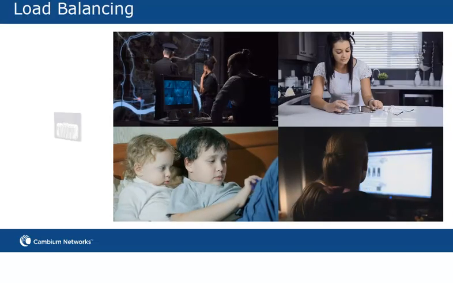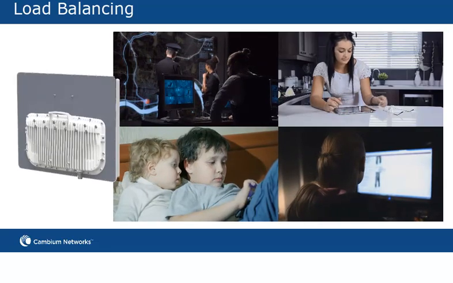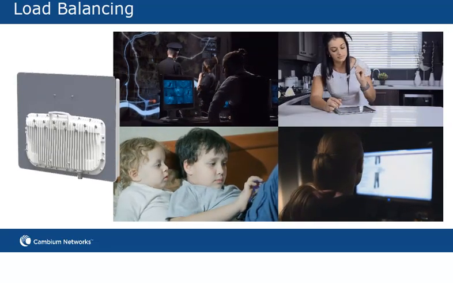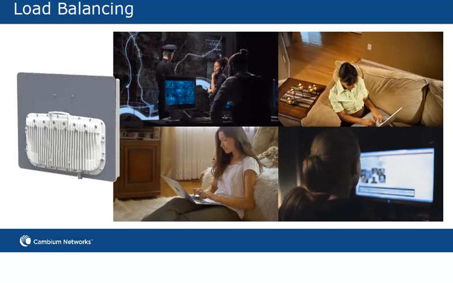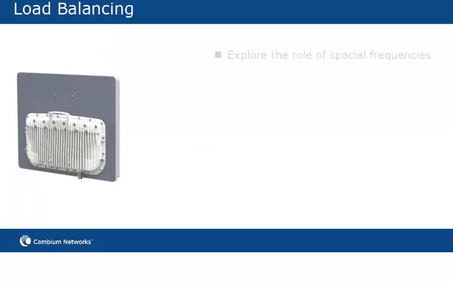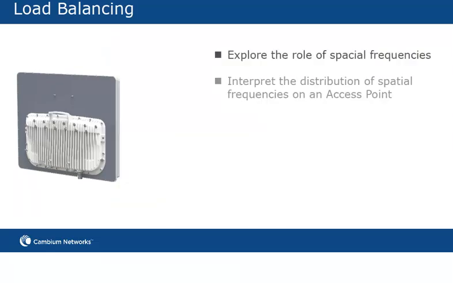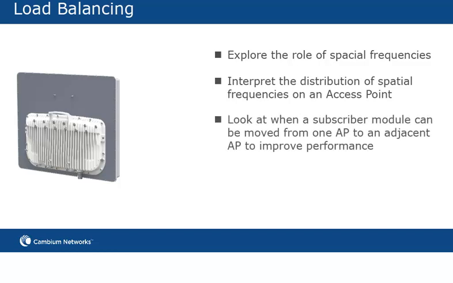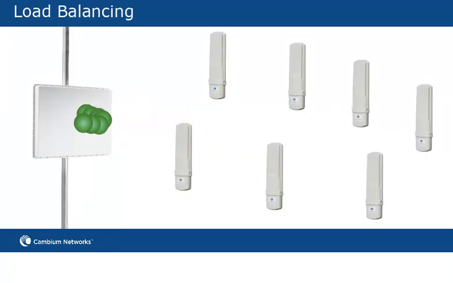In this video, we are going to look at load balancing on the Cambium Networks PMP450m as it relates to MU-MIMO. To understand load balancing, we need to explore the role of spatial frequencies, interpret the distribution of spatial frequencies on an access point, and look at when a subscriber module can be moved from one AP to an adjacent AP to improve performance.